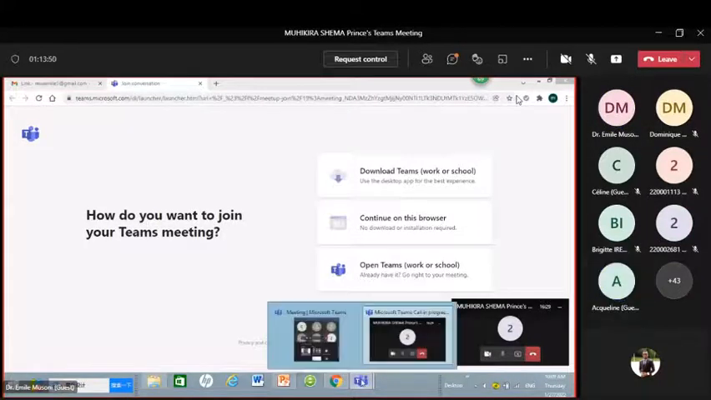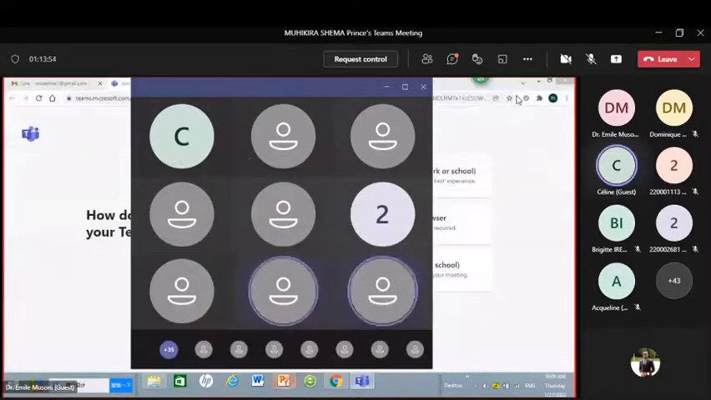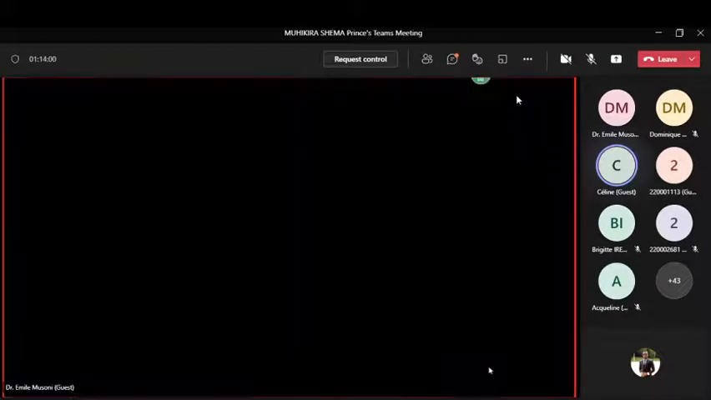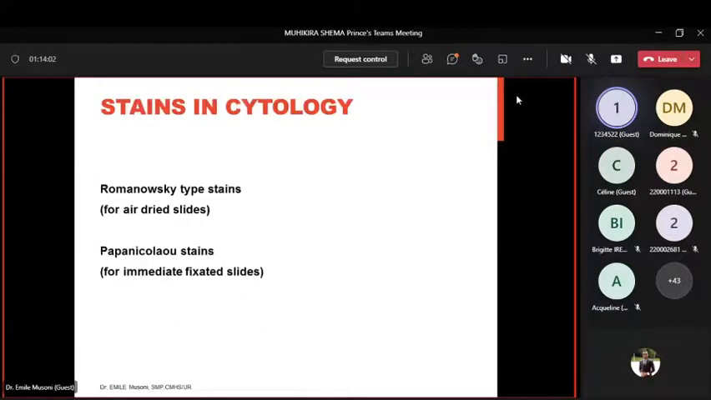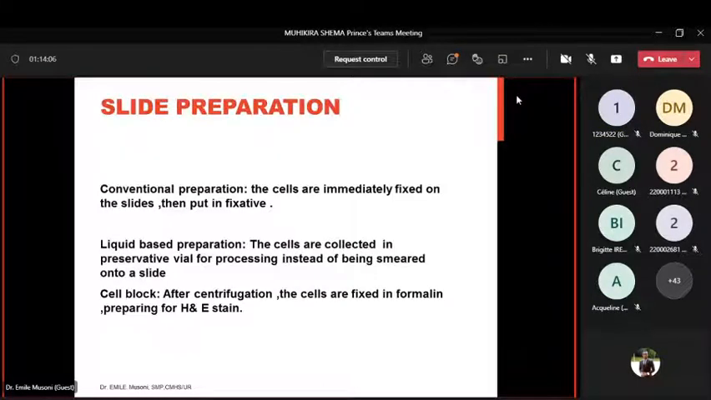We are seeing the slides. We can see the slide. Are you seeing this slide? Yes, yes, yes. Now we can see the slide preparation. You see them? Yes, we can see them. Okay.